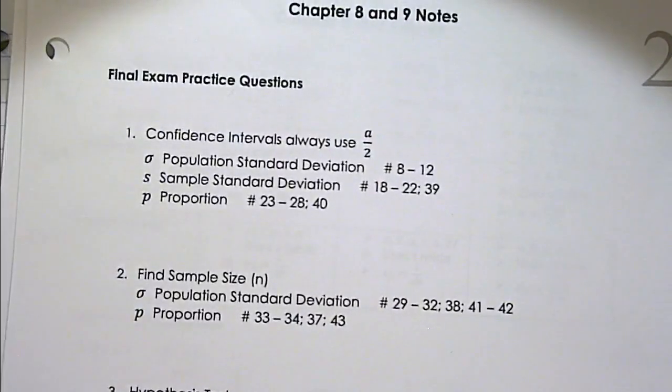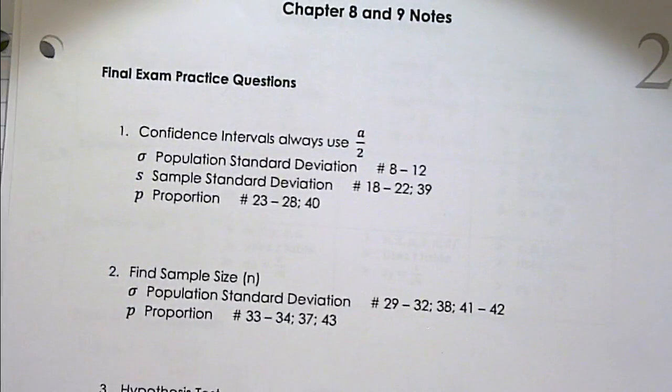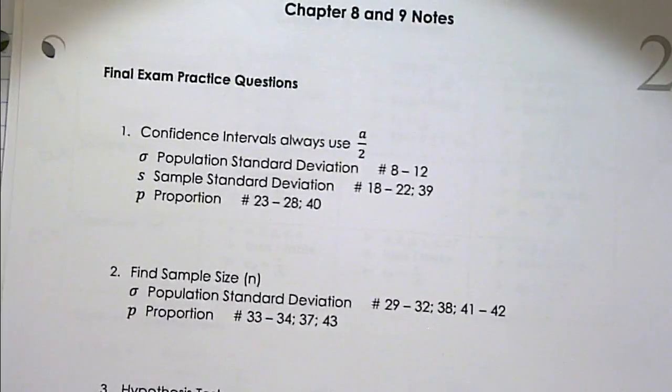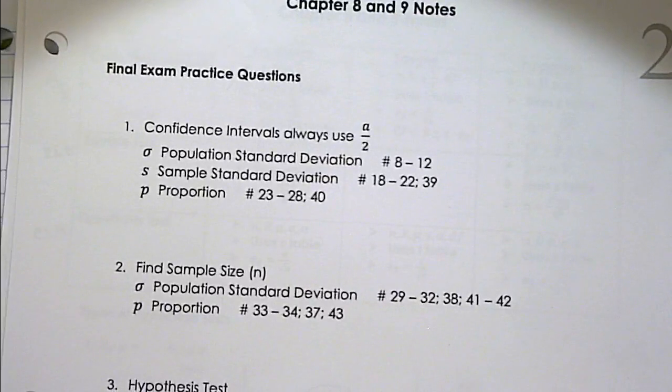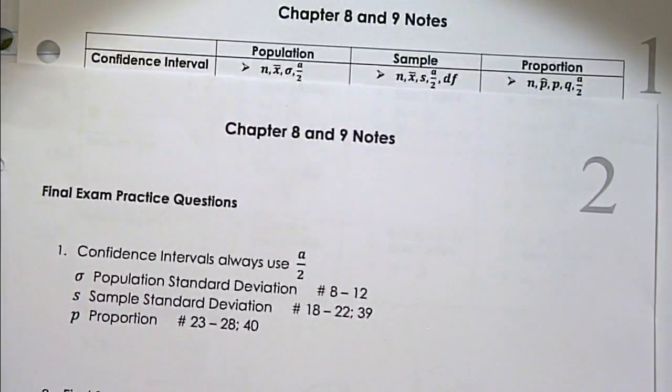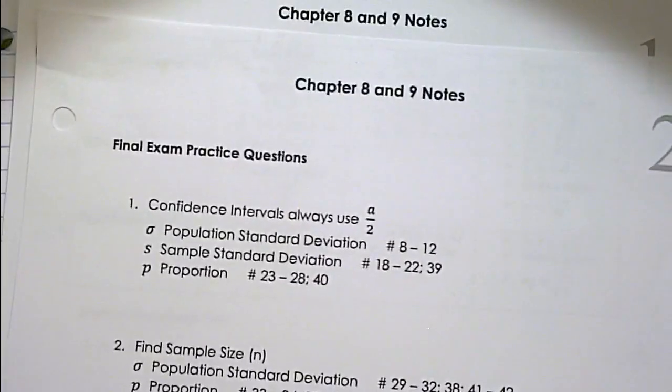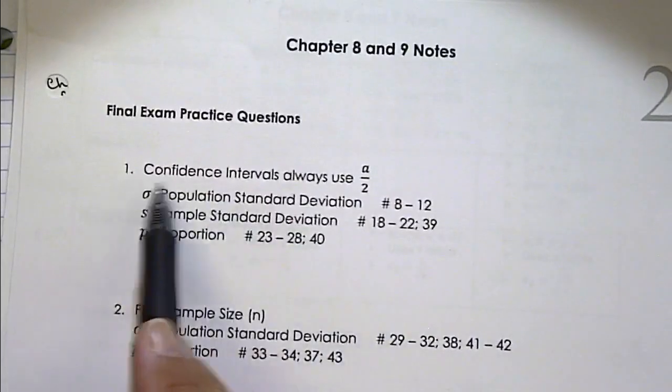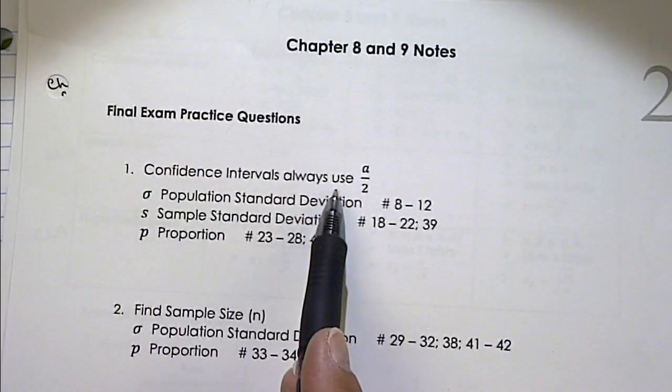But what I need you to get solid in your head is what types of problems you're going to be looking at on the final exam. So I put it on this page. It's in your guided notes book. Look at the beginning of Module 4, and it's page 2, and it says 8 and 9 notes. And it tells you, first type of problem is going to be confidence interval.